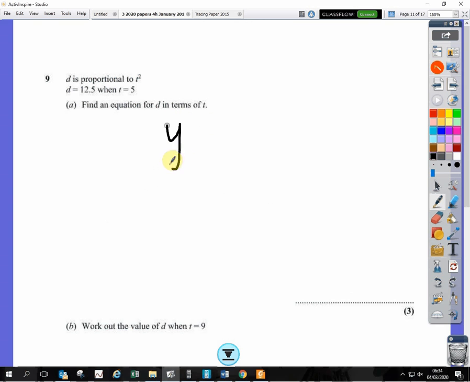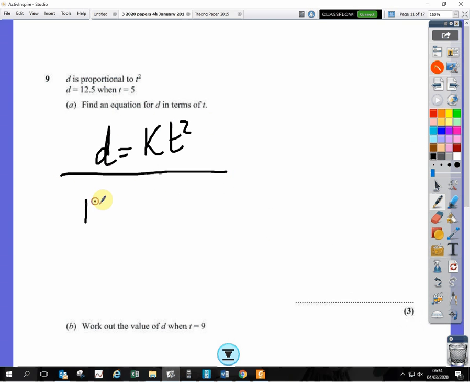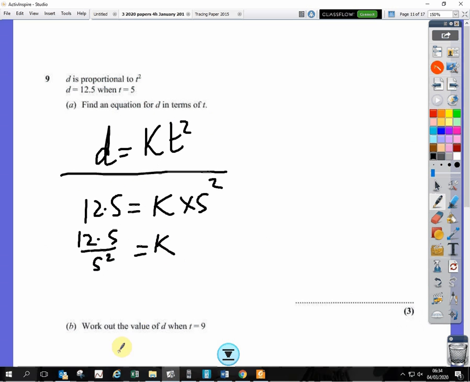D is proportional to t squared. So D equals k t squared. Work out k. So 12.5 equals k times 5 squared. Rearrange to work out k. We end up with k equals a half. So then rewrite the answer on the answer line: d equals a half t squared.